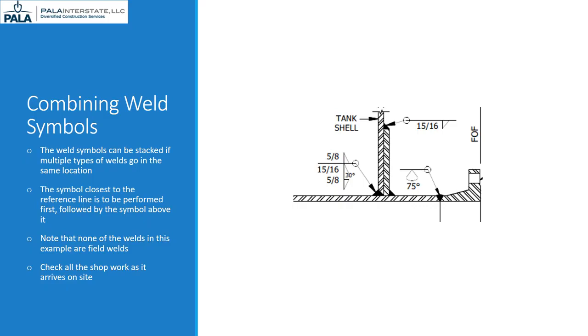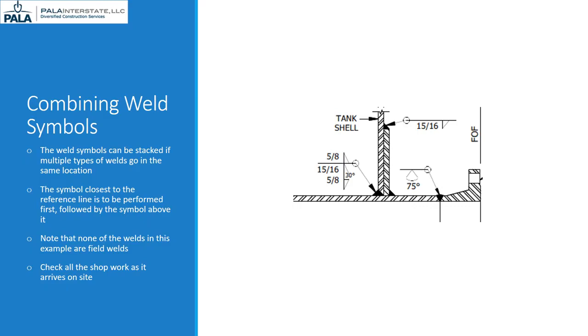The symbol closest to the reference line happens first. Pay attention to the weld sizes. They will not always be the same. The opposite side of the joint on the repad only has a 5/8 inch fillet weld. Also notice that these are not field welds. These were welded in the shop.